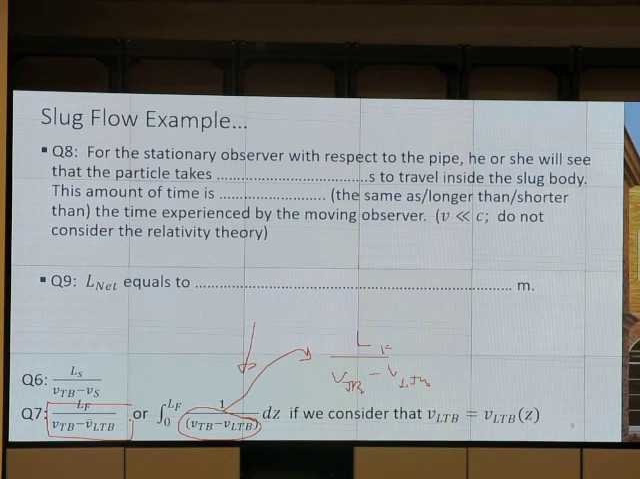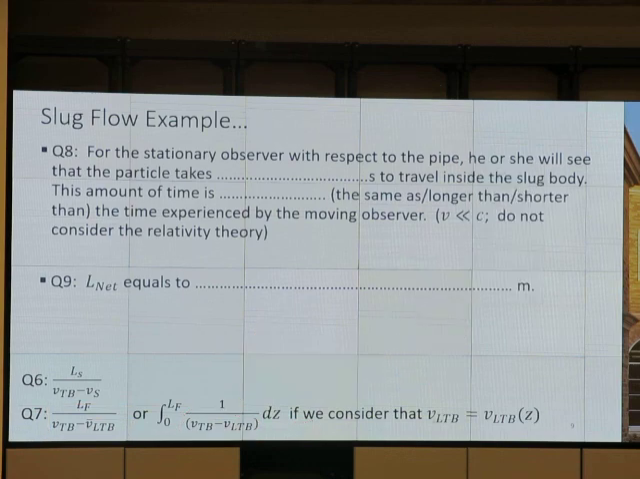But it's not constant. It's going to be constant if you put a bar on. If you don't put the bar, this means VLTB is changing, it's getting slower away from the slug tail, slug body tail. So we have to integrate it over the distance dz, from 0 to LF. If you happen to know the function between VLTB and z, this line I would read like VLTB is a function of z. If I know that function, I substitute it in here and I can do the integration.